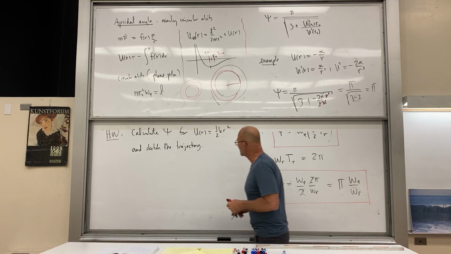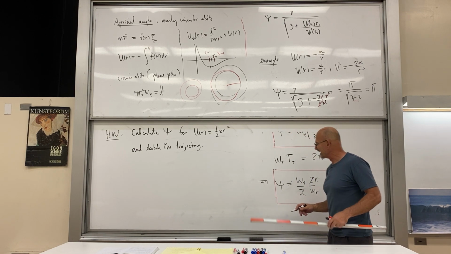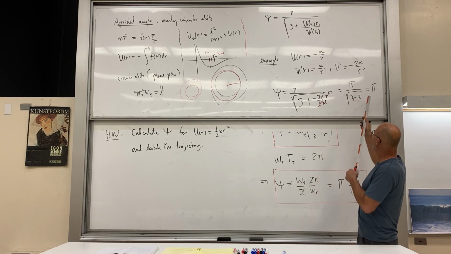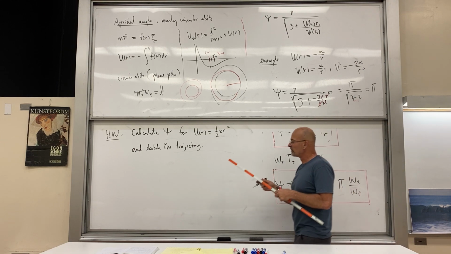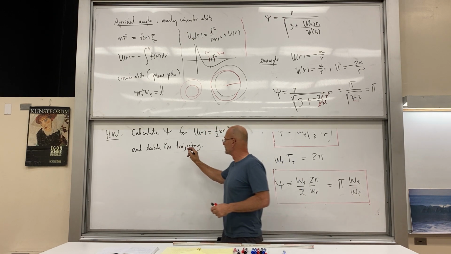This one's interesting because it is a closed orbit, but the apsidal angle is not equal to pi. Okay. So by sketching that and thinking about it, you'll see what's going on there. Okay.